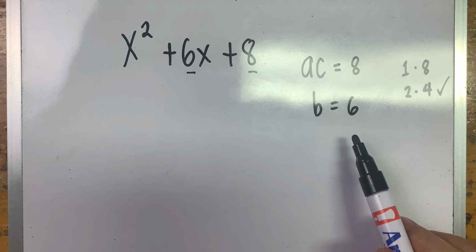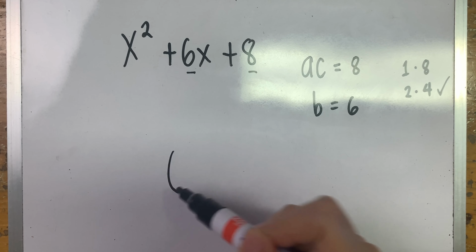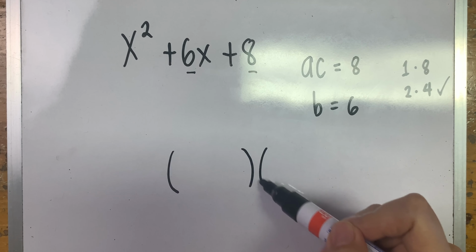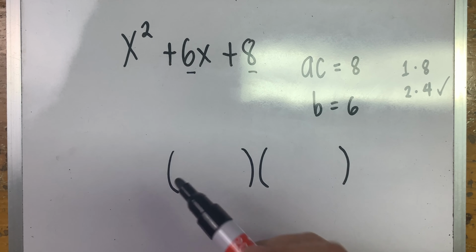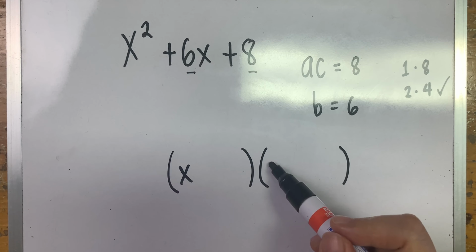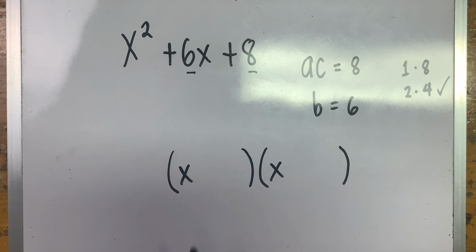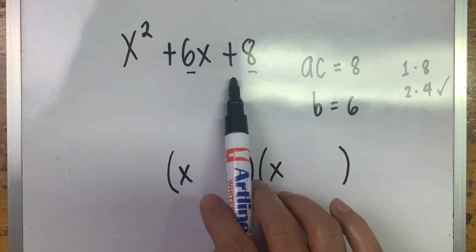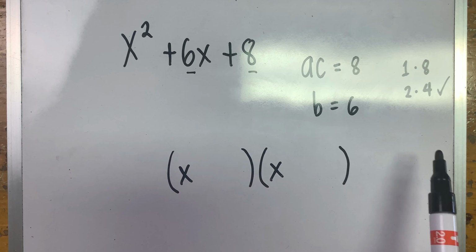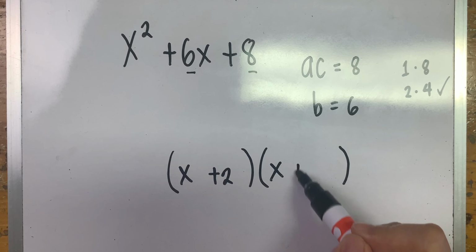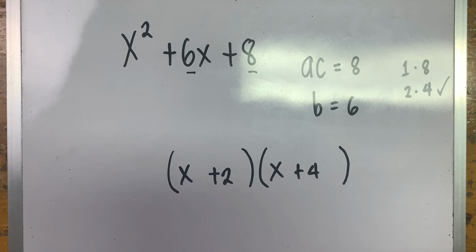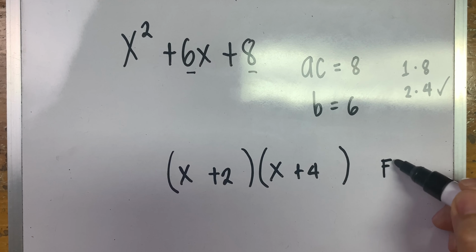6. So therefore, the factors will be, first let's put two parentheses. Let's get the factors of x squared. That is x and x. And since the last term is positive and also the middle term, you have to get positive 2 and positive 4. Now, to check if our answer is correct, we have to use the FOIL method.